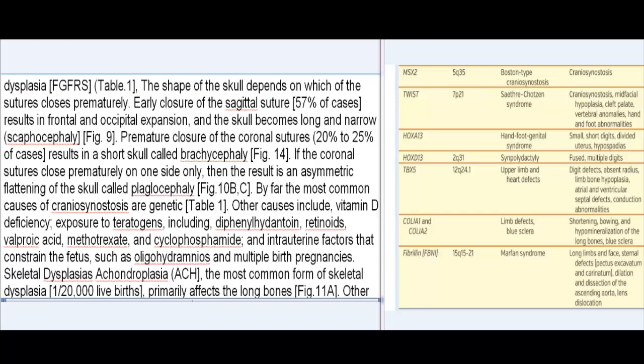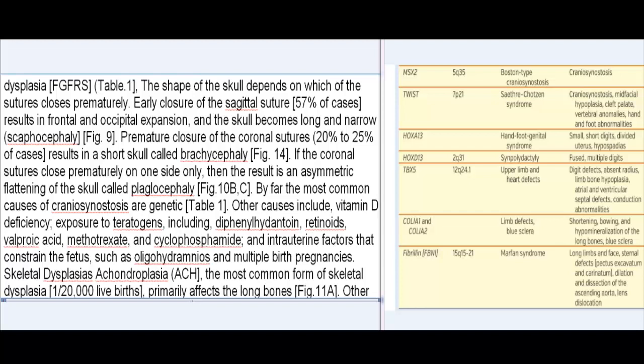If the coronal sutures close prematurely on one side only, the result is an asymmetric flattening of the skull called plagiocephaly (Fig. 10BC). By far the most common causes of craniosynostosis are genetic (Table 1). Other causes include vitamin D deficiency, exposure to teratogens, including diphenylhydantoin, retinoids, valproic acid, methotrexate, and cyclophosphamide, and intrauterine factors that constrain the fetus, such as oligohydramnios and multiple birth pregnancies.